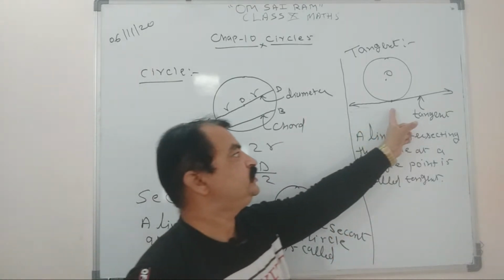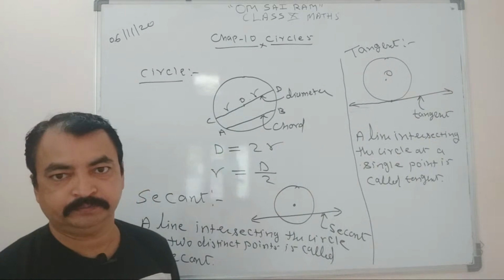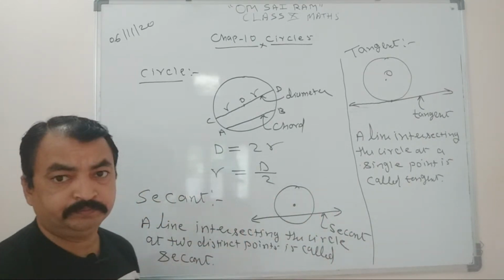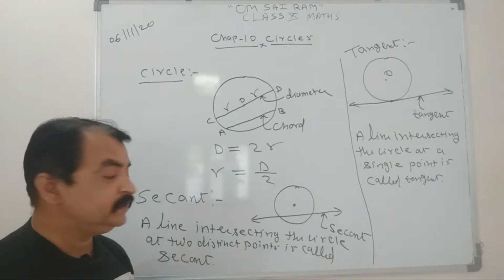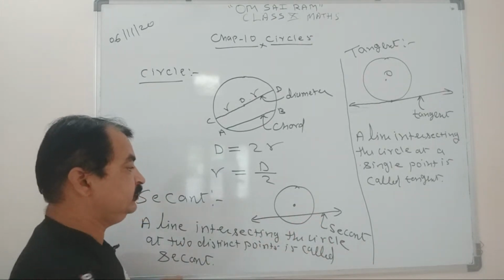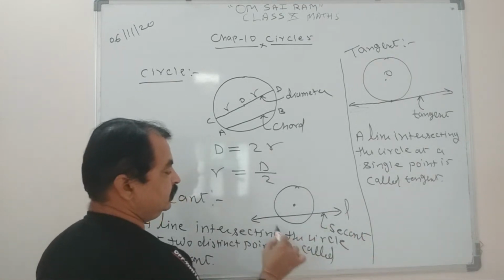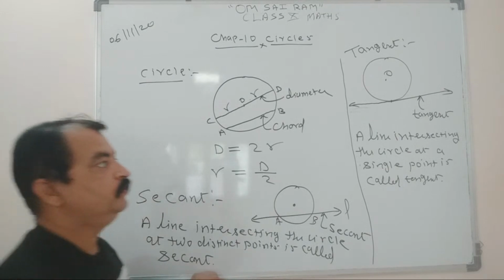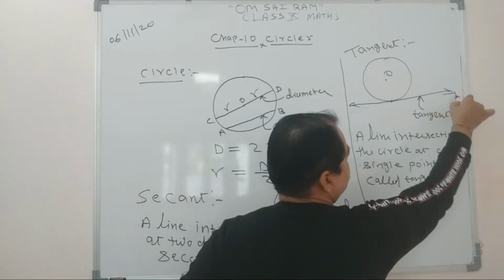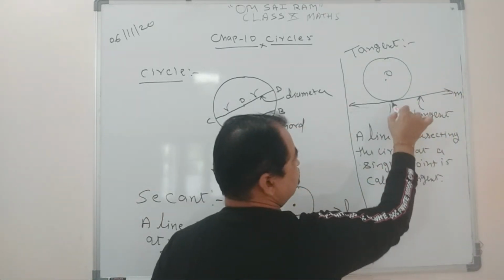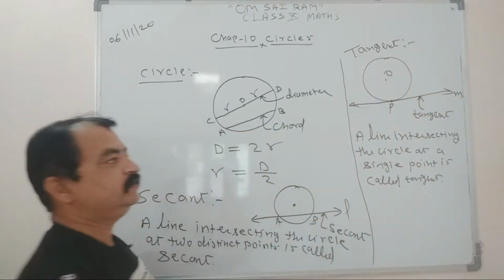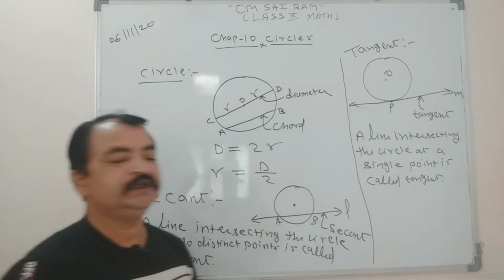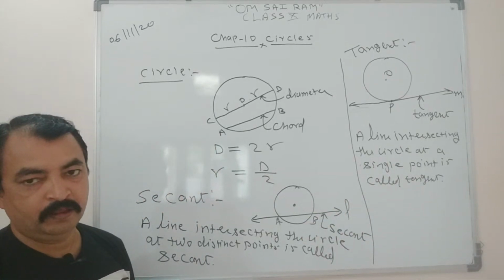This is the position of the tangent, children. This is the position of the secant, children. A line intersecting the circle at two different points, I'll name it L, and the two different points A and B, AB is the secant. Okay, I'll name the other line M, intersecting the circle at a single point, that is at point P, is called the tangent of the circle, children.